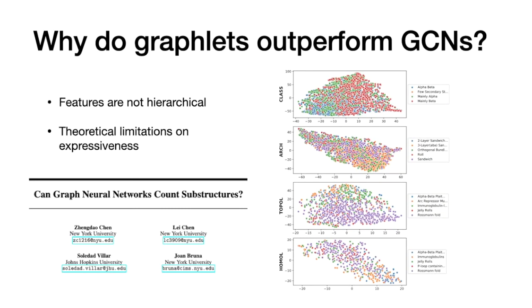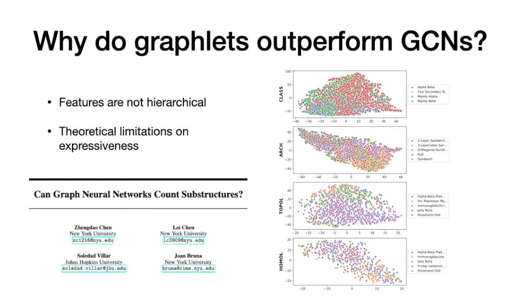I'd also like to offer some explanation as to why graph neural networks perform so poorly, at least in this task. One fact that we can see is that the features are not hierarchical. That is, although there was some semblance of clustering at the topology level, the networks were not capable of picking up higher order structure features that might indicate information at the class or architecture level.